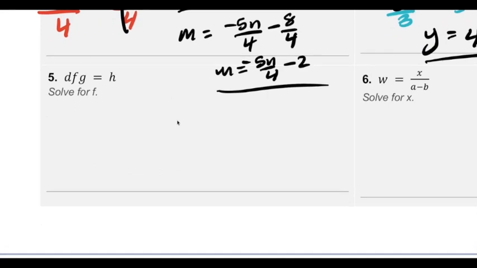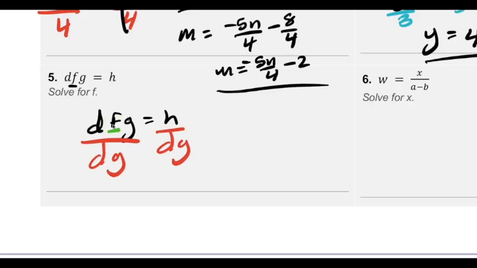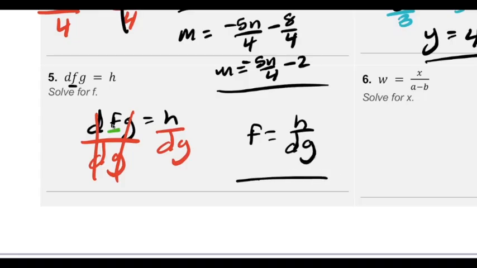Solve this for f. We want to get f by itself. This is actually one of my favorites. Well, what's going on right here is d and g are getting multiplied. These are all being multiplied together. And what's opposite of multiplying? Dividing. So we're going to divide by d and g. And then the d's cancel out, the g's cancel out, and you're left with f equals h over dg. And that's it. That's all you could do.